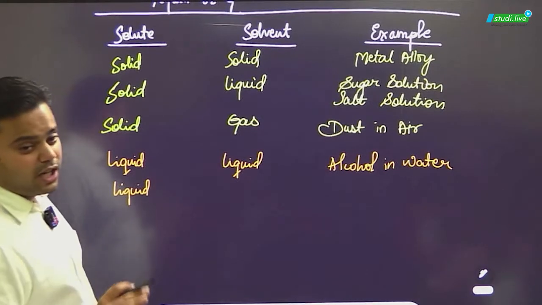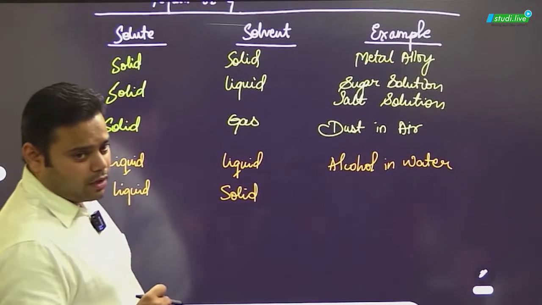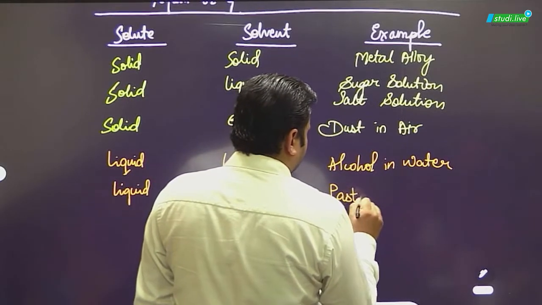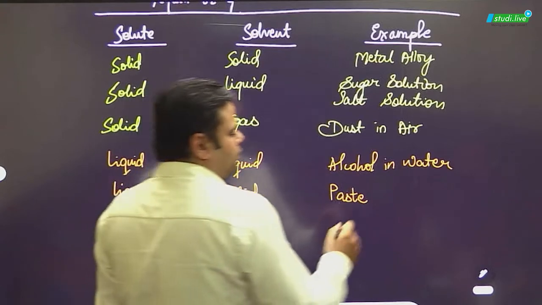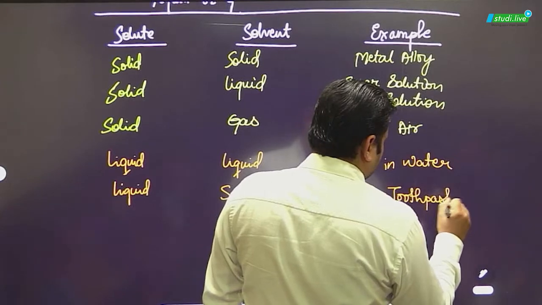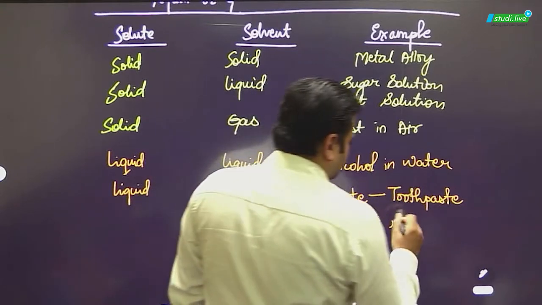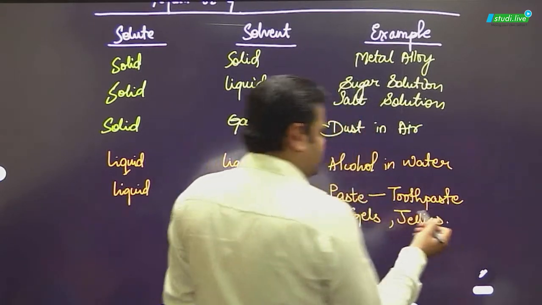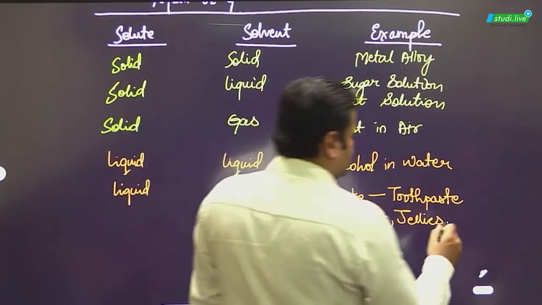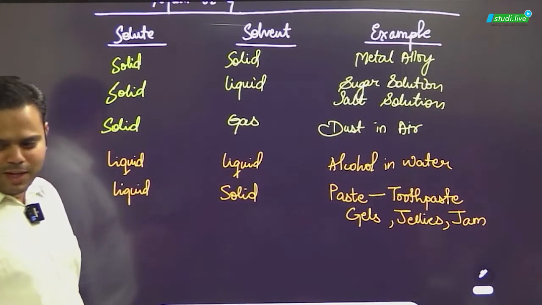Now pay attention, liquid in solid. Liquid is smaller quantity, solid is larger quantity. All types of paste, for example your toothpaste, gels, jellies. Jam, which you apply on bread.